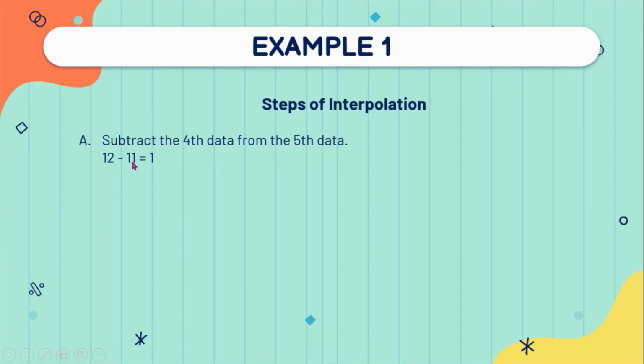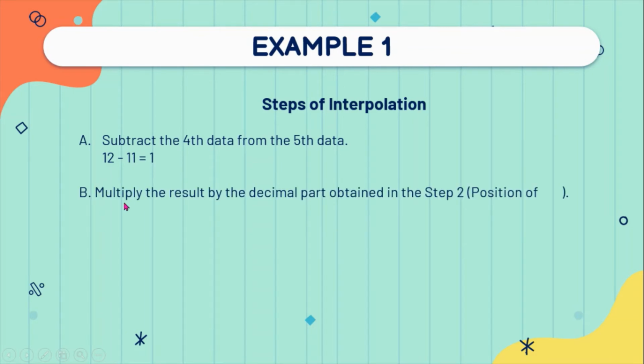So we are going here to subtract the fourth data from the fifth data. The fourth data is 11, so we will subtract 11 from 12. That's 12 minus 11 is equal to 1. Next, multiply the result, which is 1, by the decimal part obtained in step 2, the position of Q sub 1. There we have 4.5, so the decimal part is 0.5. Therefore, the result is 1 times the decimal part 0.5, which is just equal to 0.5.